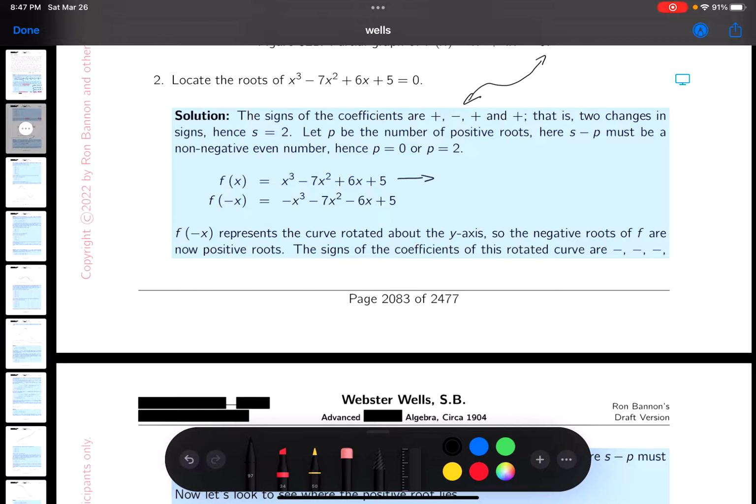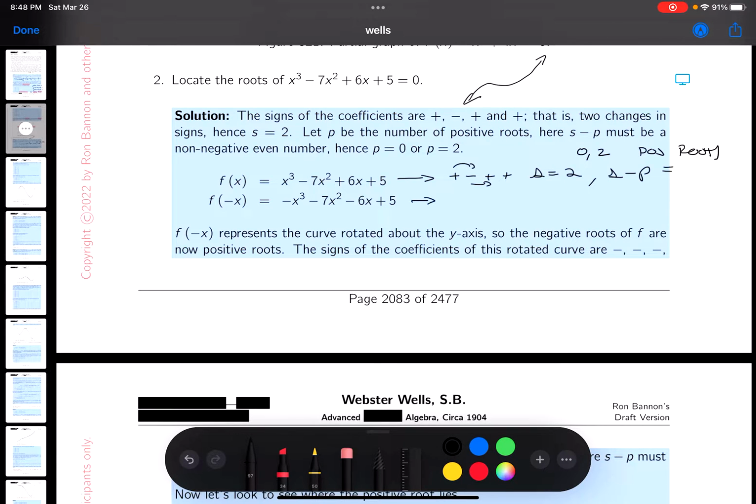So look at f of x. Let's write the signs down: plus, minus, plus, plus. So I'm seeing two changes. So s equals 2. So remember, we're going to do s minus p has to be a non-negative even number. So that means there could be 0 or 2 positive roots. So I'll put this down: 0 or 2 positive roots.